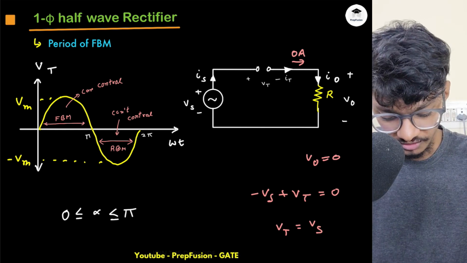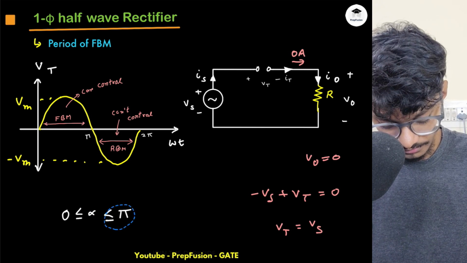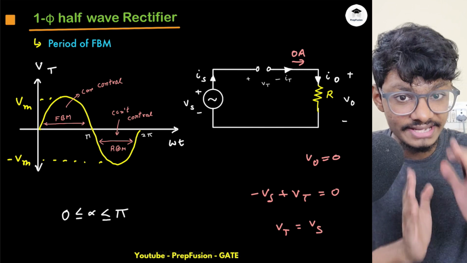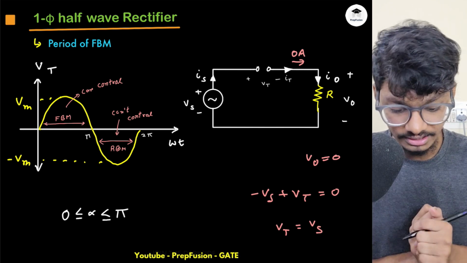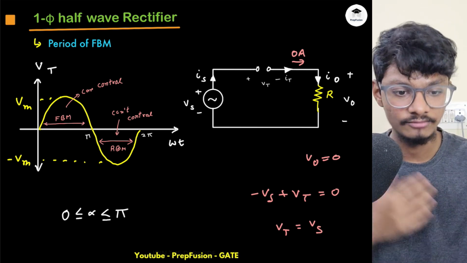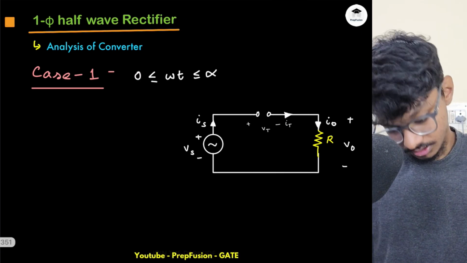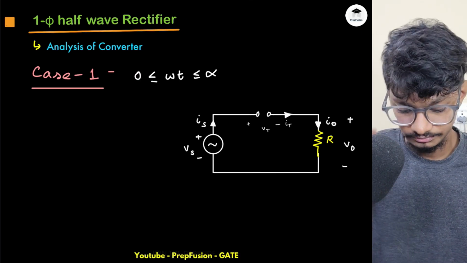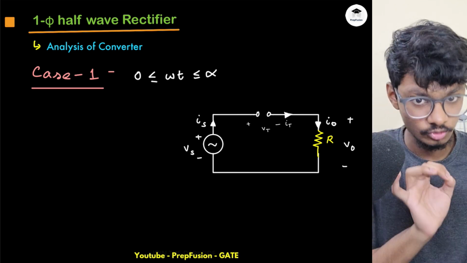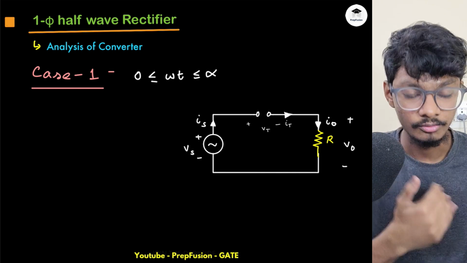So from an analysis point of view, you first understand in what range I can control the SCR. In this range, from 0 to pi. After this, I won't be able to control my SCR. Okay. So now what next? I have understood that I can control my SCR from 0 to pi. Now I will do the analysis.